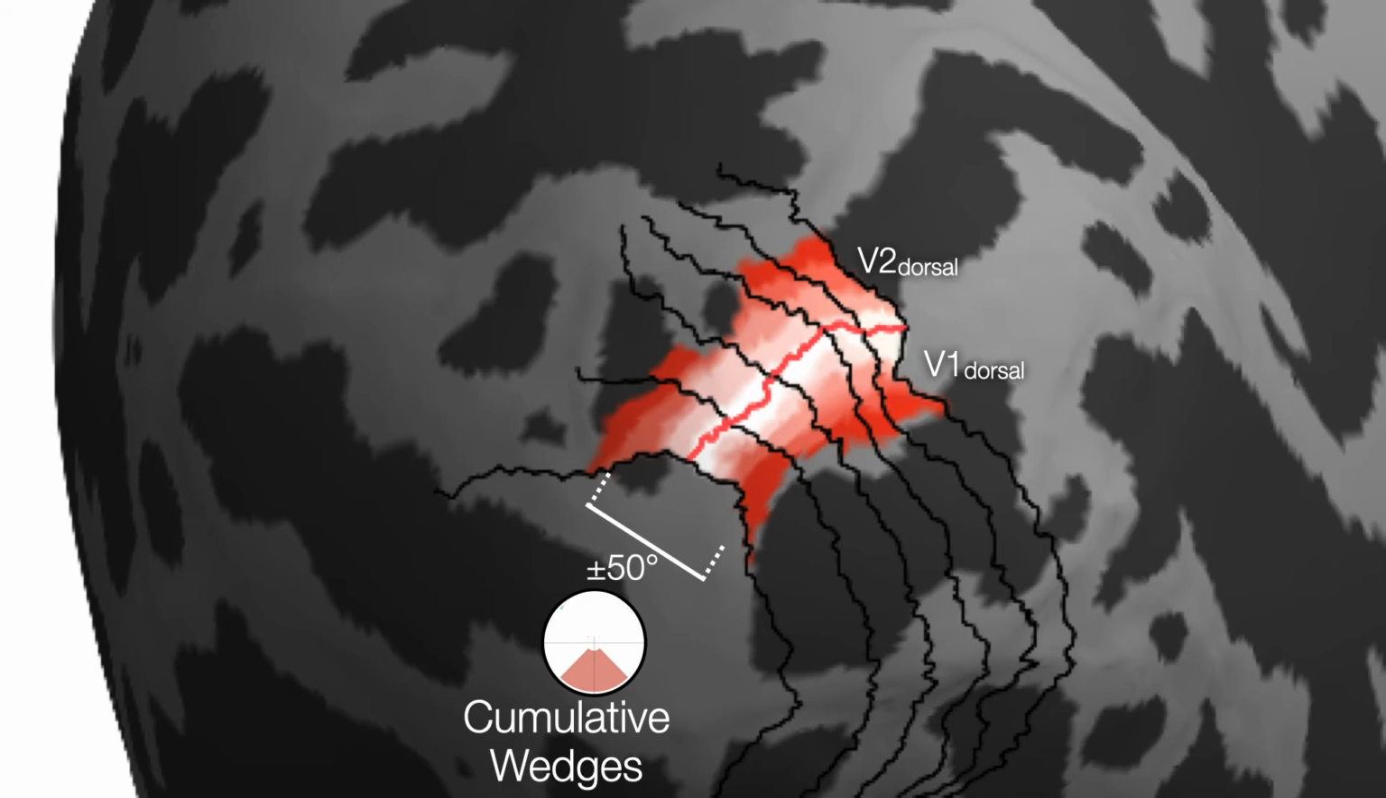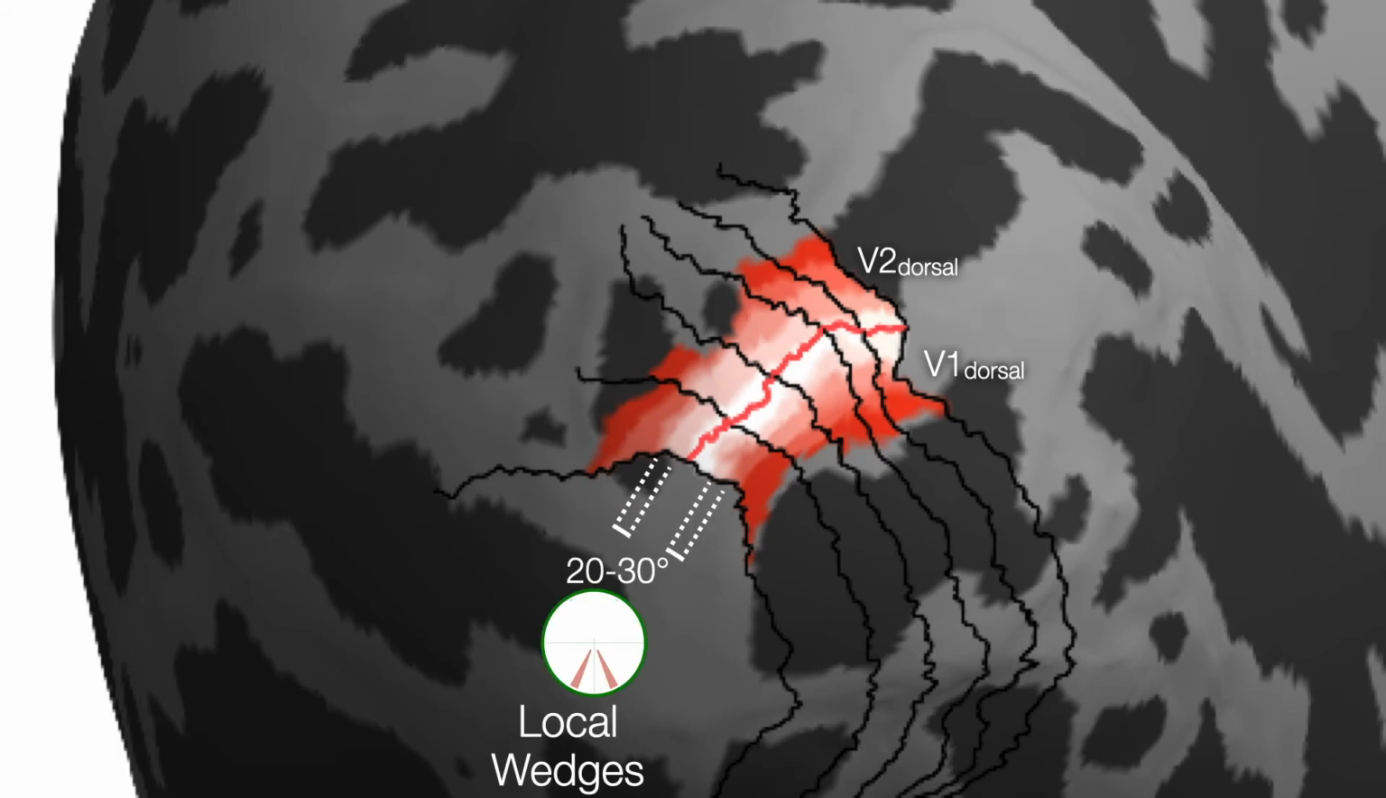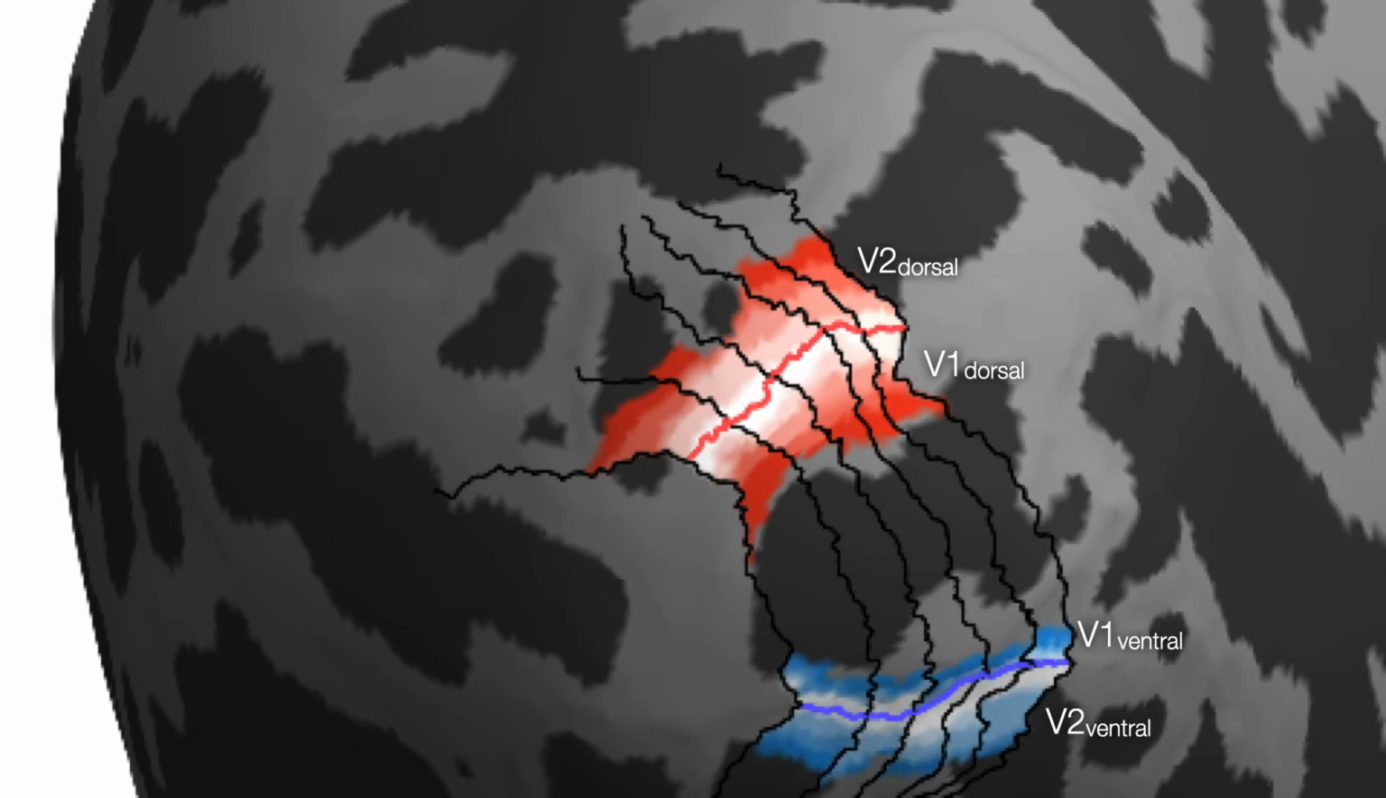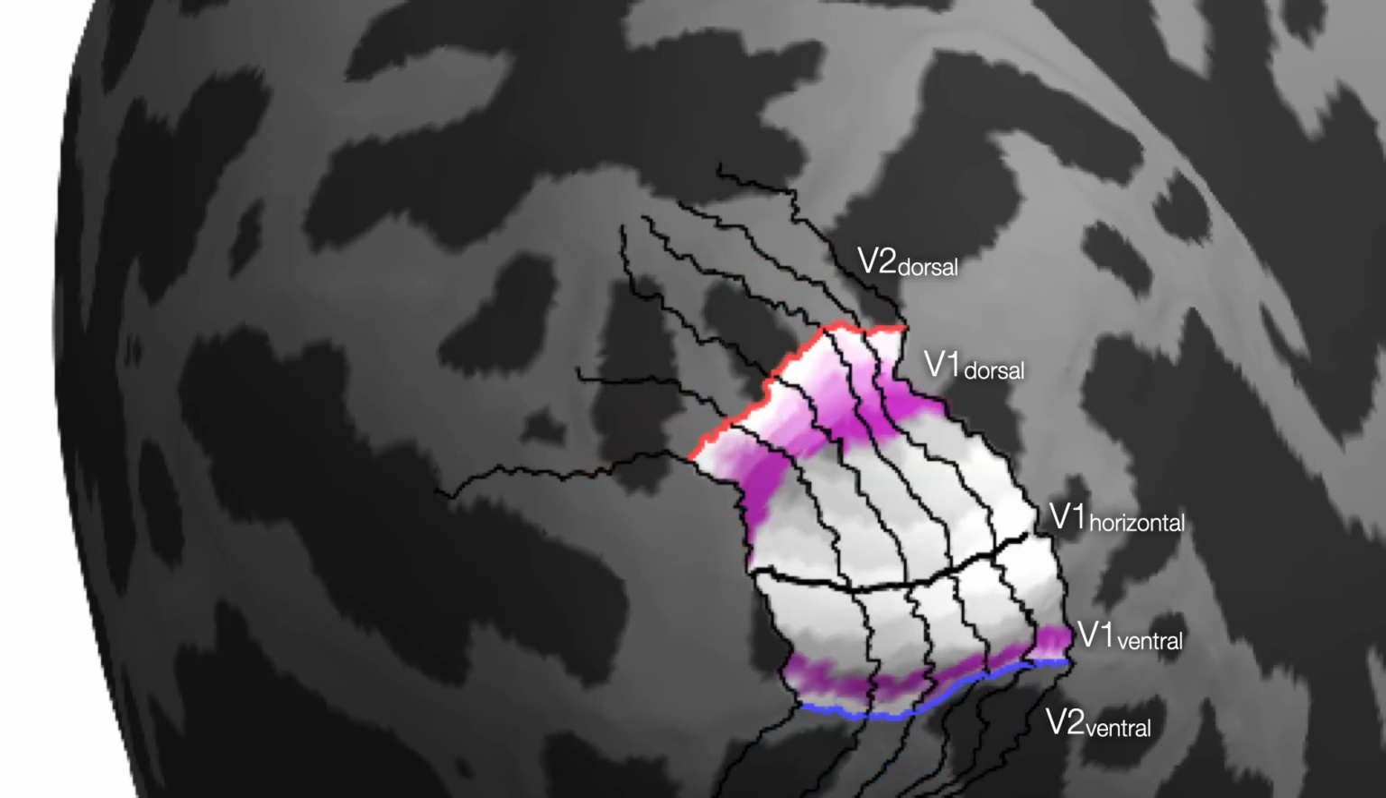Note that additionally, we can analyze either the cumulative wedges around the boundary, such as the plus or minus 50 degree cumulative wedge shown here, or we can examine incremental wedges around the boundary, for example, the 20 to 30 degree wedges shown here. We performed these analyses for both the lower vertical meridian shown here and for the upper vertical meridian shown in blue. Additionally, we compared the surface areas around the horizontal meridian of V1 with the V1 portions of the upper and lower vertical meridians as shown here.